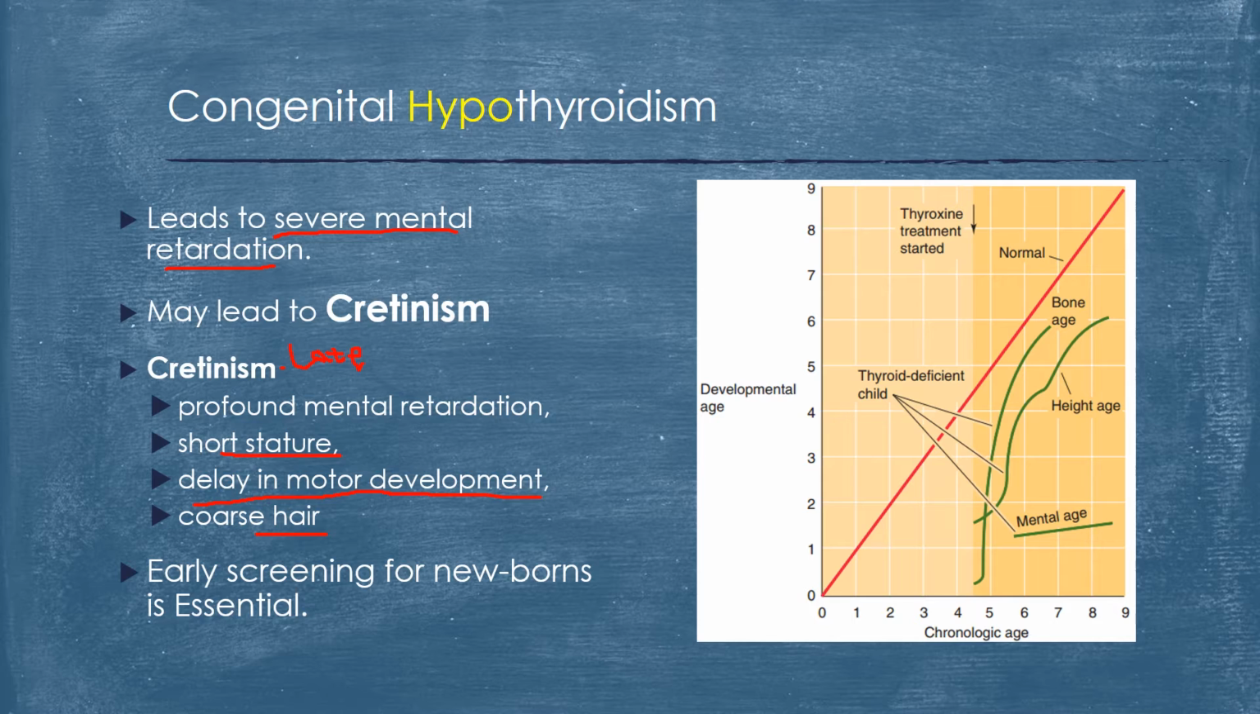And this graph shows you that for the hypothyroidism patient, the thyroid deficient child, the chronological age is 6, but the mental age is 1.5 years or something like that. So it is severe mental retardation.